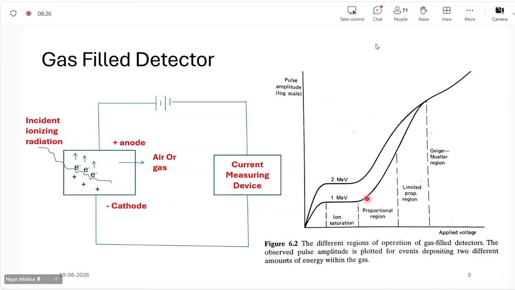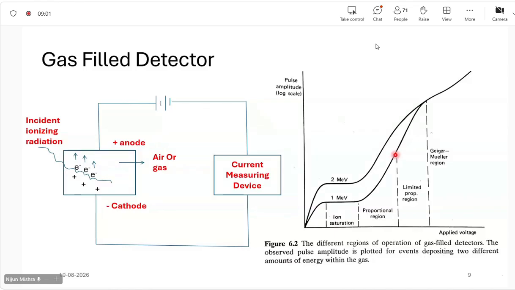Then when we increase the voltage further, the limited proportional region comes. These positively charged ions are also created along with electrons, and as they are heavy particles, they move very slowly towards the cathode. Due to that, they affect the external electric field. They create a cloud inside the chamber, and that suppresses the external electric field. That's why we can see the pulse amplitude increases, but not in a linear fashion. It's a non-linear fashion. That's why it's called the limited proportional region.